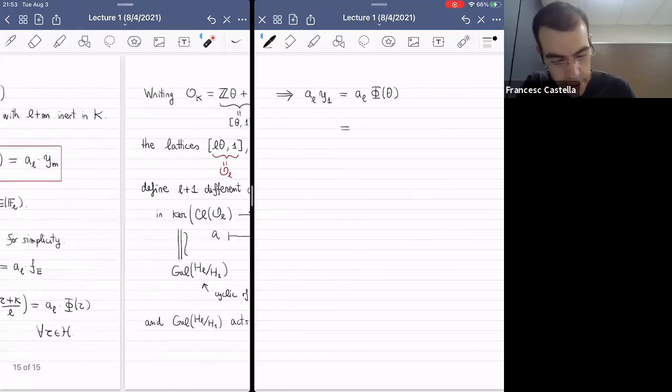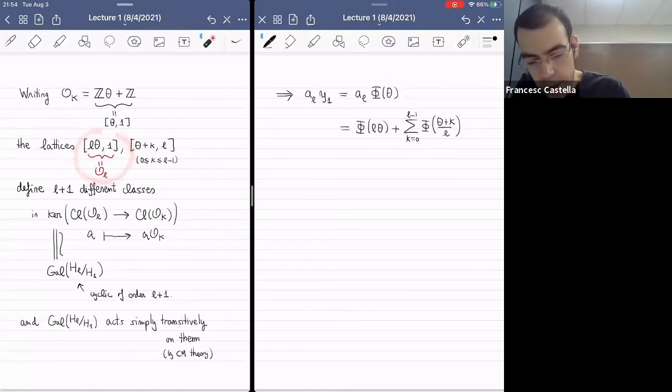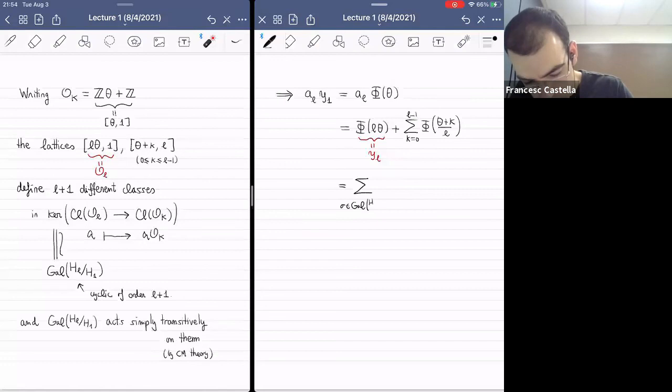Now we can plug it into this equality we have down on the previous page. So that's going to be phi of L theta plus the sum from k equal to 0 to L minus 1. As I said, the lattice spanned by L theta and 1 is O_L, so the first term we're getting here is precisely the point y sub L. By CM theory, all these points that appear in the sum are conjugates of this y sub L, and we get them without any repetitions because the action is simply transitive. So this becomes the sum of sigma of y_L, which is nothing but the norm.